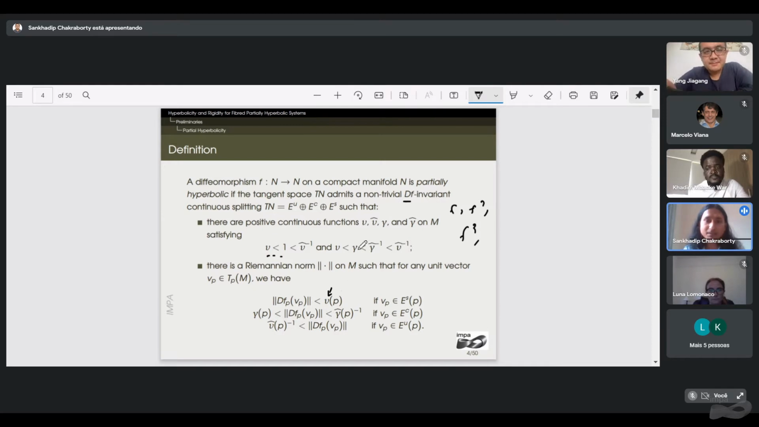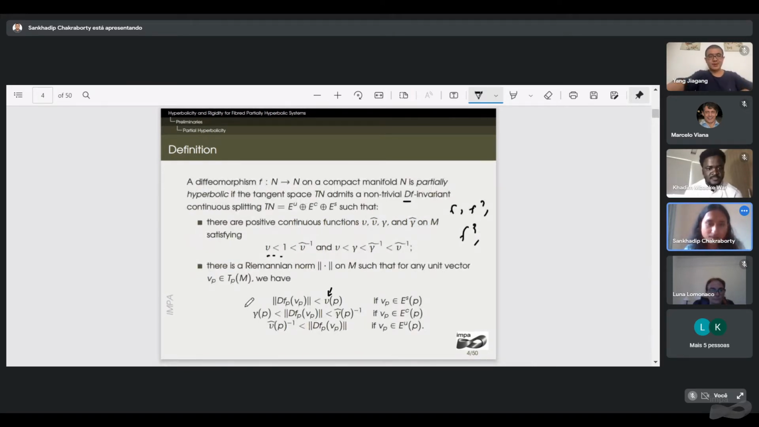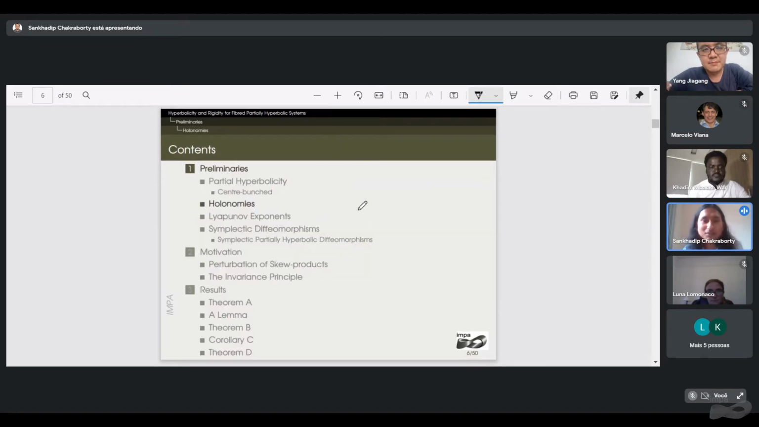Now, these functions that we have defined here, nu hat, gamma hat, and so on, will be important in the next definition. So f is called center bunched if these conditions are satisfied. Note that the function gamma has to do with the center bundle here. So it has a lower bound and an upper bound, because the bounds ensure that the center direction does not expand too much or contract too much. And this is a condition which relates all the functions that we have mentioned. So it's a stronger condition than partial hyperbolicity. It strengthens the partial hyperbolicity, and we'll need it later. I will remind you when that time comes.